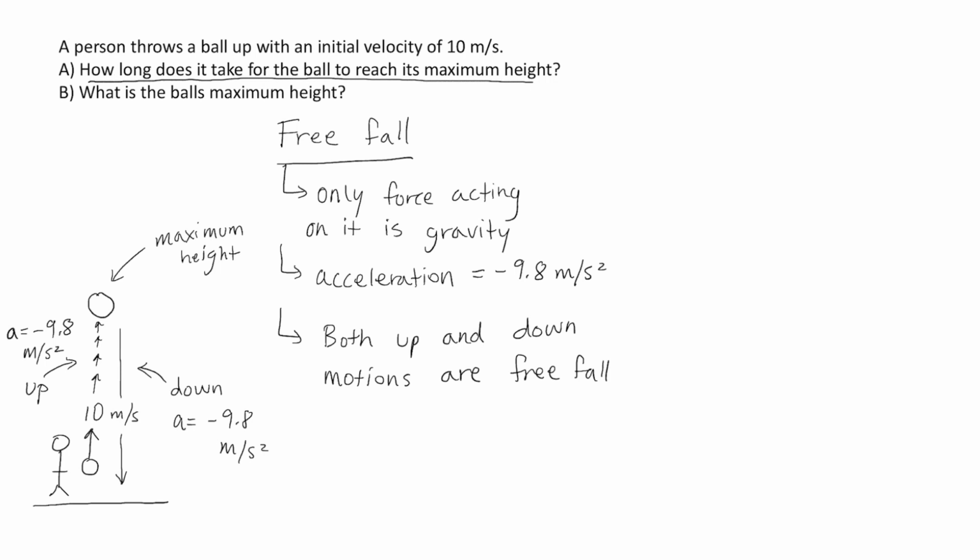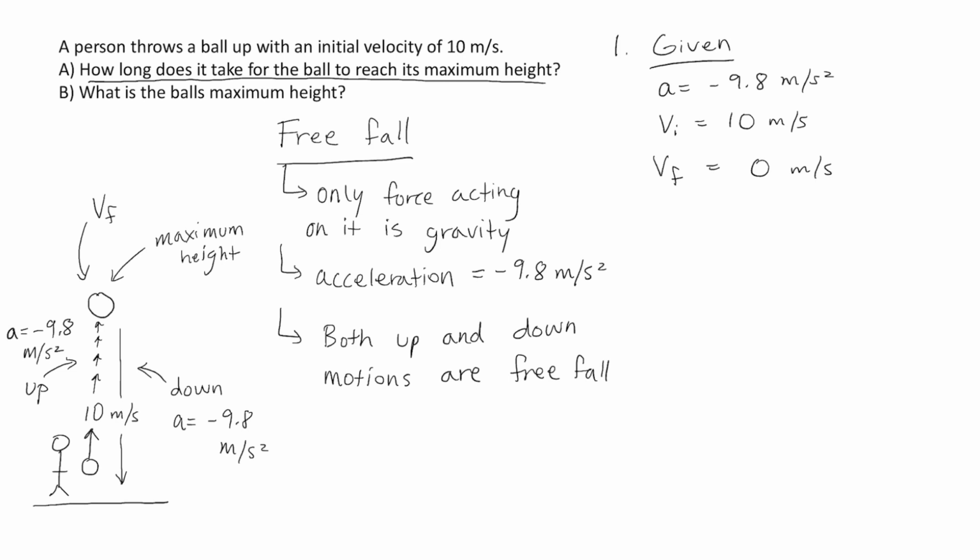We are asked, how long does it take the ball to reach its maximum height? Let's start by writing down what was given. We just learned that the acceleration is equal to negative 9.8 meters per second squared, and we know the initial velocity was 10 meters per second. Now it may not be clear, but we also know the ball's velocity when it reaches its maximum height, and we will call this Vf. And Vf, the velocity of the ball at the maximum height, is equal to 0 meters per second.